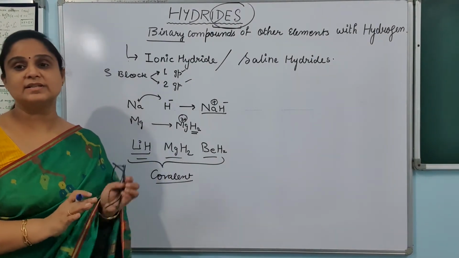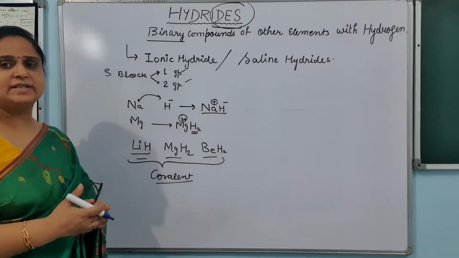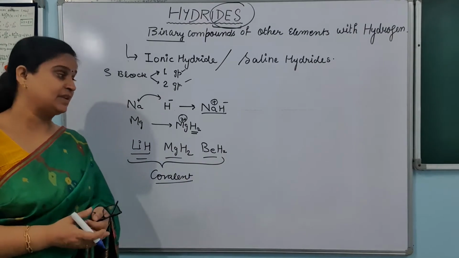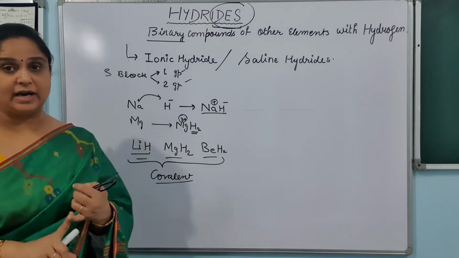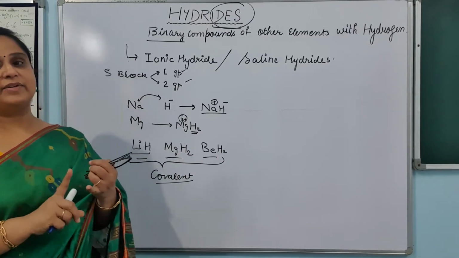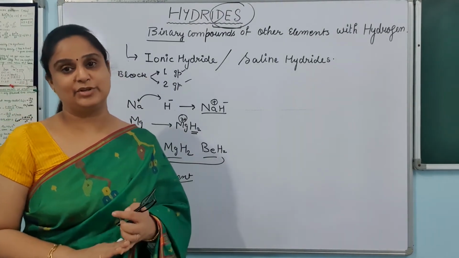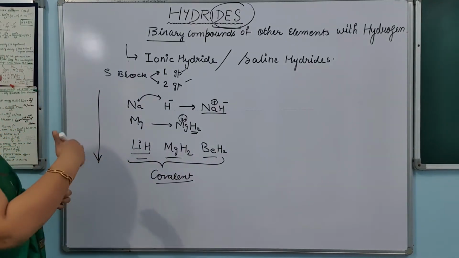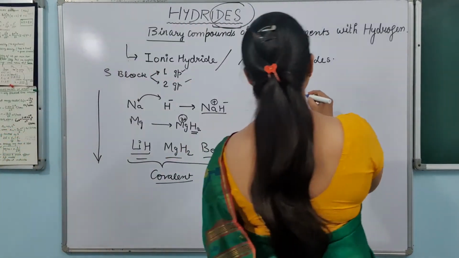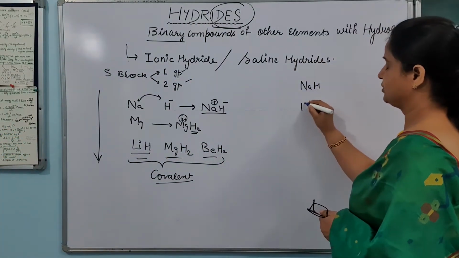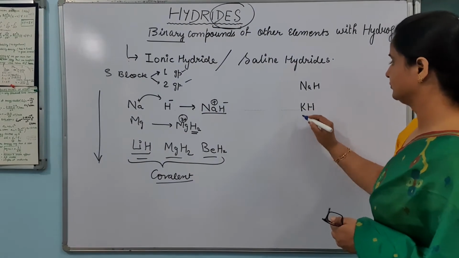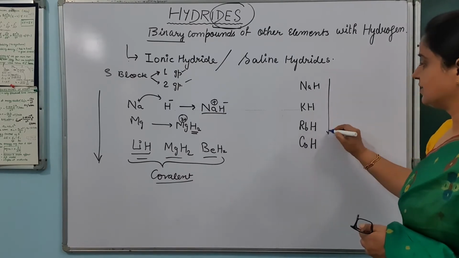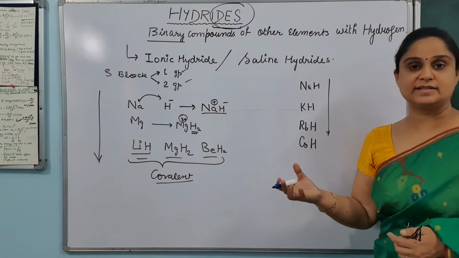So this is ionic hydride, and obviously, because these hydrides are ionic in nature, what general characteristics will they show? They will be crystalline in nature, hard, and have high melting and boiling points. Apart from that, when we move from up to down in a particular group, for example if I look at hydrides like sodium hydride, potassium hydride, rubidium hydride and cesium hydride, you can see that the stability of the hydride decreases from up to down.